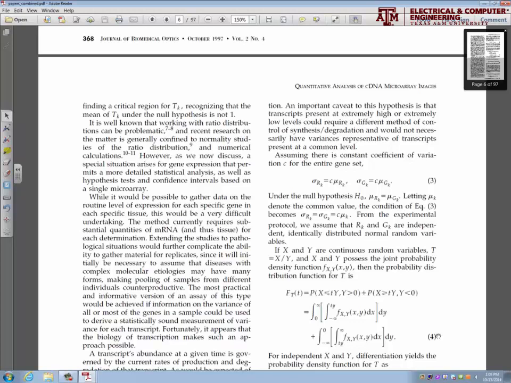Because if you make an assumption and that cannot be justified, you try to publish the paper, they'll knock your paper down in no time, right? So they have done the work to come up with this justification. So there is a constant coefficient of variation C for the entire gene set.